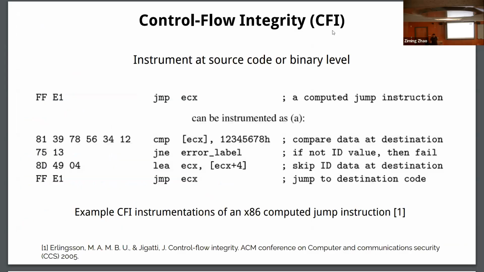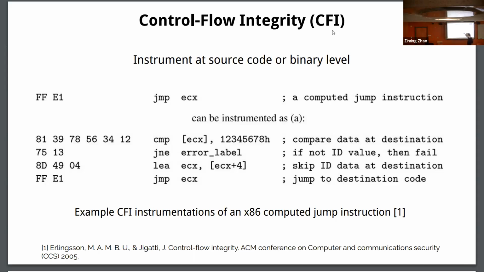So that's CFI. Let's say this is one example. There is a jump. In this case, it's not even a call, it's a jump, but it's an indirect jump ECX. This is the exact example in the original paper published in CCS. So they instrumented several instructions before the jump, and those instructions compare the target.